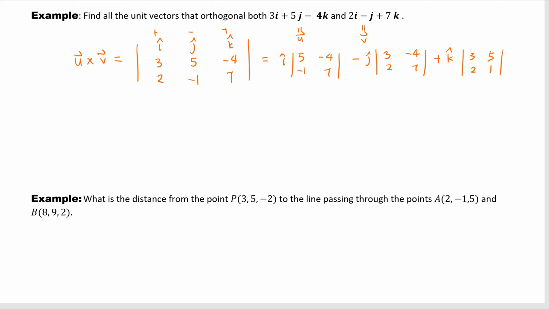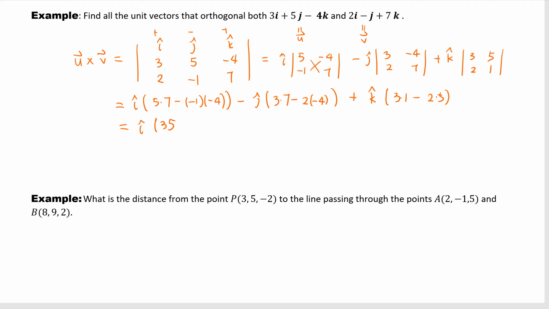So far so good, everybody? So this is the determinant of a 2 by 2 matrix. We cross multiply, but we subtract. So 5 times 7, subtract minus 1 times minus 4, minus j, 3 times 7, subtract 2 times minus 4, plus k, 3 times 1, subtract 2 times 5. Okay, for this example, I hope you can try the problem first and then continue to play the video and check your answers.